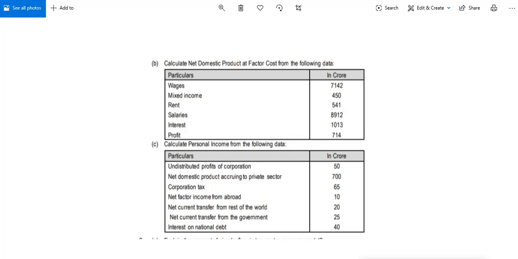Let us concentrate on some more problems pertaining to national income. Actually, these problems are available in RTPs. See the first question there. Calculate net domestic product at factor cost from the following data. You have been given information pertaining to wages, mixed income, rent, salaries, interest, and profit.